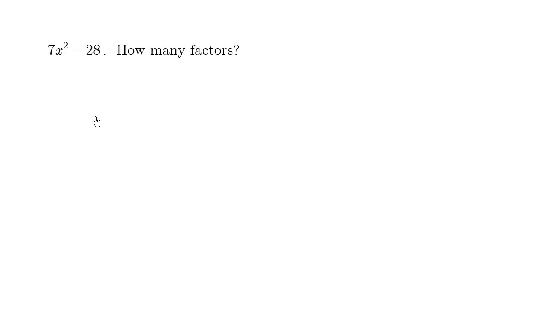Let's practice this question about factoring. How many factors does this expression have, 7x squared minus 28? So what we do first when we try to factor is we always try to pull out some greatest common factor, the GCF. So what can we pull out of both terms?